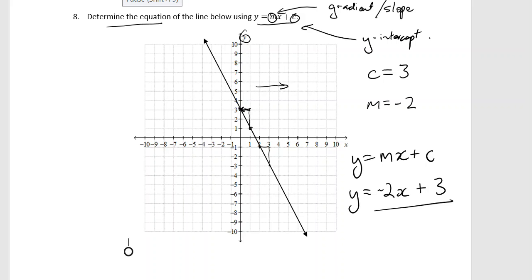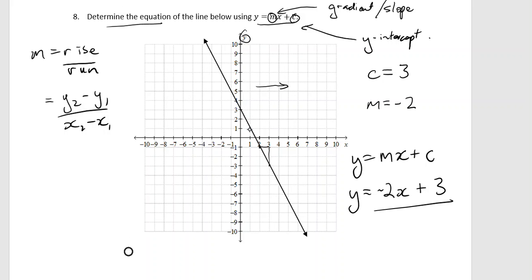Now, the other way that you might have been shown to do it, and it's a good way to know, is using the gradient formula. There's two ways that you can do gradient, rise over run, or using a fancy version of the formula, which is y2 minus y1 over x2 minus x1. Now, it's essentially the same thing, okay? But basically it means that you can choose any 2 points on the line and you should get the gradient.